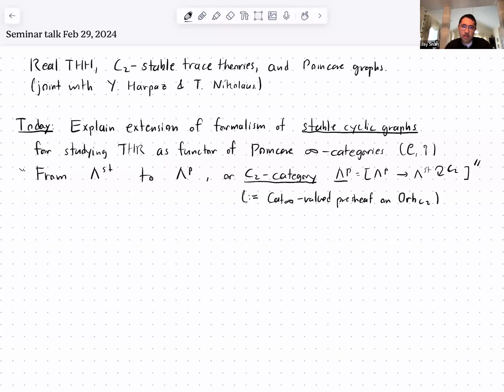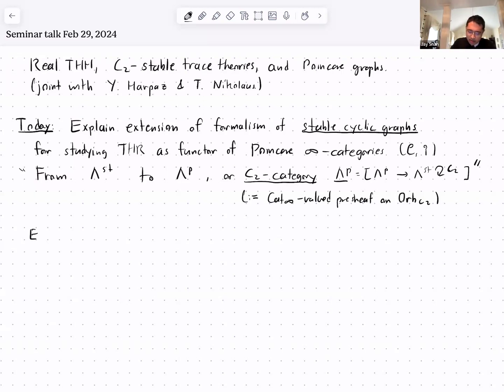So what I want to try to explain today is a certain extension of the category of stable cyclic graphs, which you might label as lambda ST, to a C2 category. And in particular, the C2 category, which is a pre-sheaf on the orbit category of C2, will have C2 fixed points be a new notion of what I call Poincaré graphs, lambda P. So there's a C2 action on lambda ST, basically inherited from reversal of order. And this C2 action, if you take the C2 hump to be fixed points, there's a natural way of extending that to an interesting category. And that's what I want to get at today.